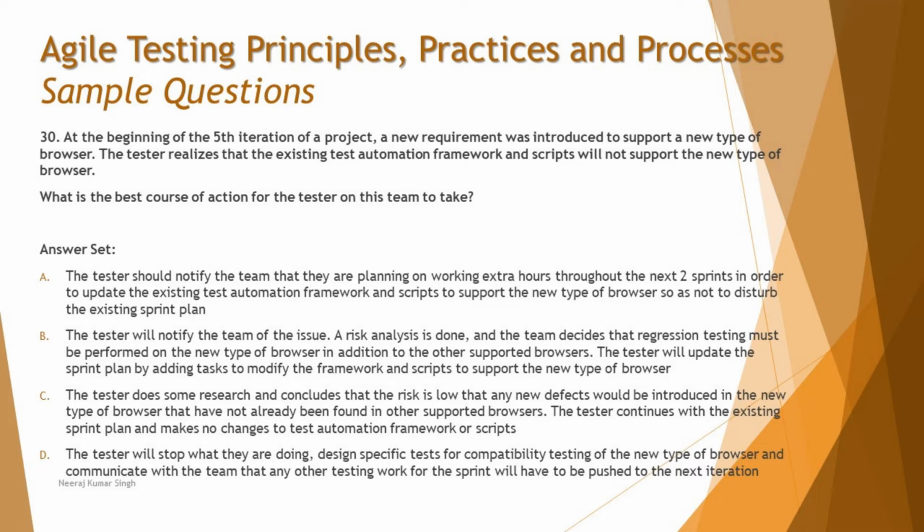So option A says the tester should notify the team that they are planning on working extra hours throughout the next 2 sprints in order to update the existing automation test framework and script to support the new type of browser so as not to disturb the existing sprint plan. Fantastic idea. It certainly makes a lot of sense when it comes to the real-time execution of day-to-day work, but modifying the test automation framework and script to support a new type of browser may not be worth the effort if the risk is low that new defects will be found, right?